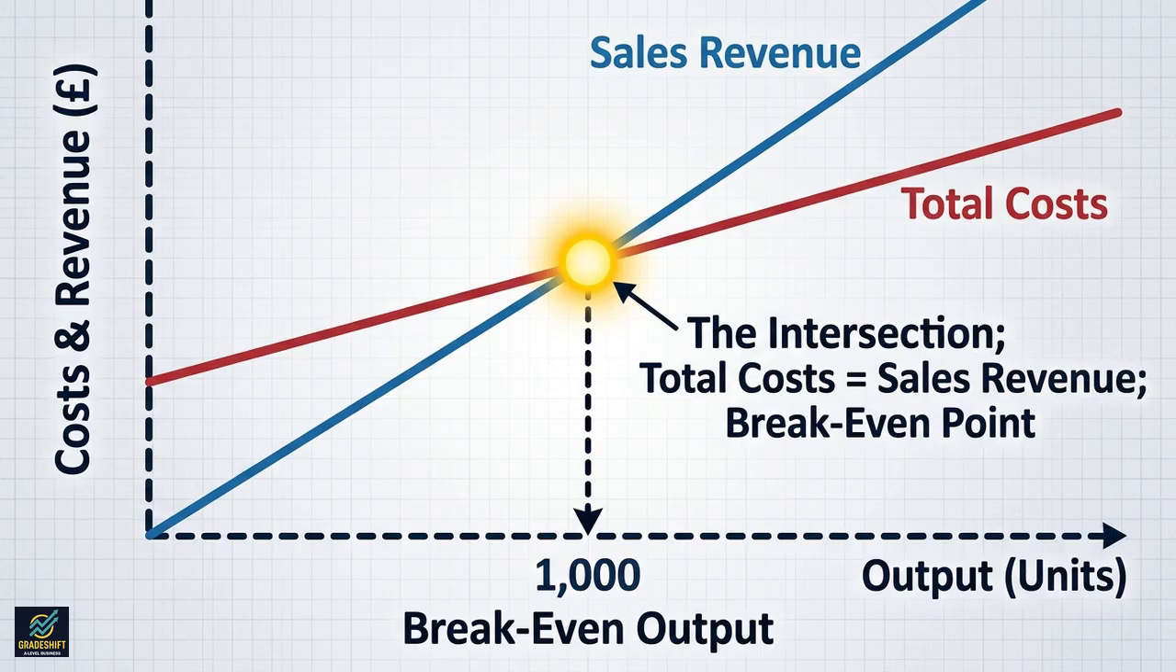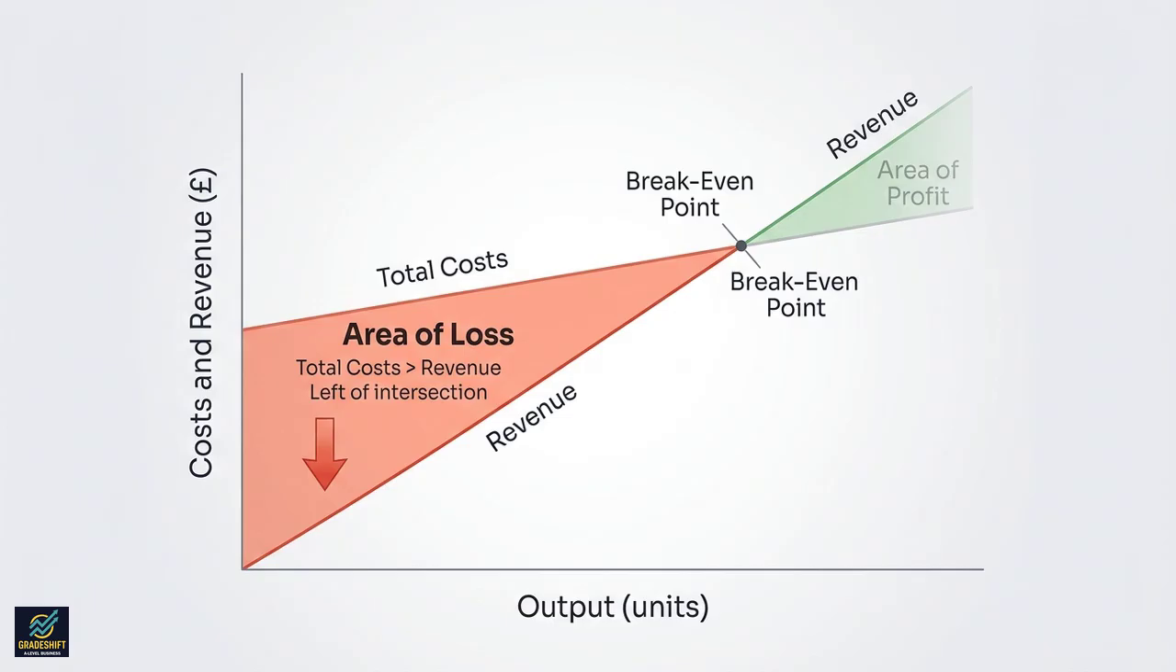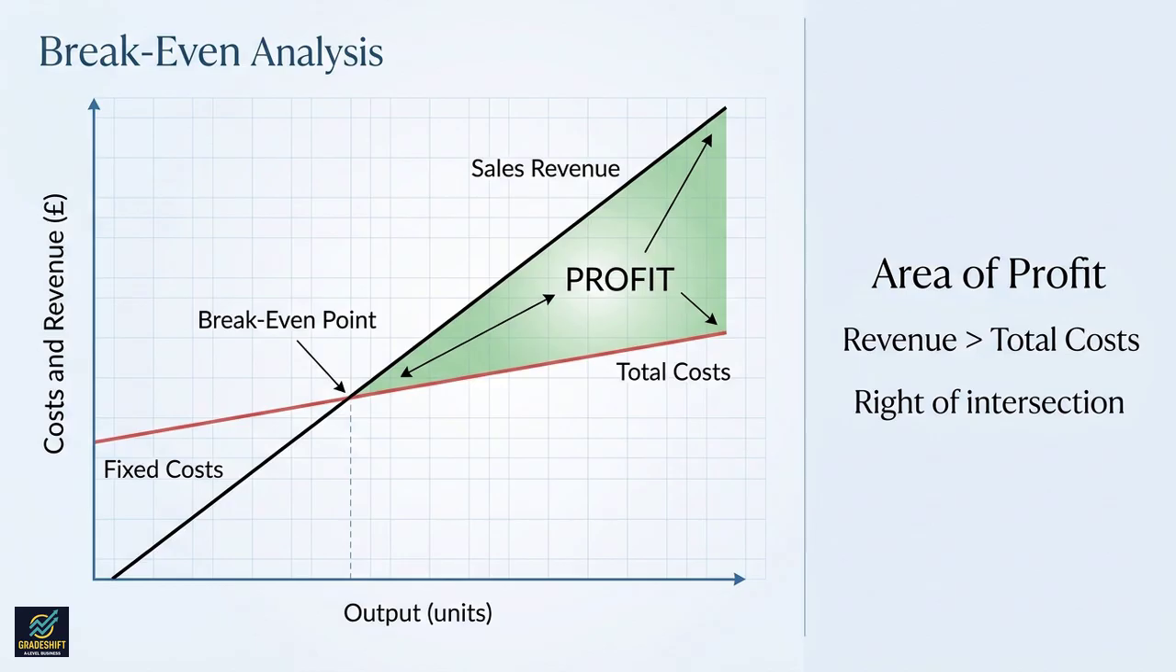The magic happens where the total cost line and the sales revenue line intersect. This exact point of intersection is the break-even point. If you read down to the horizontal axis, you find your break-even output. Any area on the chart to the left of this intersection represents a loss, because the total cost line is higher than the revenue line. The business has not yet sold enough units to cover its expenses. Conversely, any area to the right of the intersection represents a profit. Here, the sales revenue line rises above the total cost line, meaning every additional unit sold is now contributing directly to the business's bottom line.